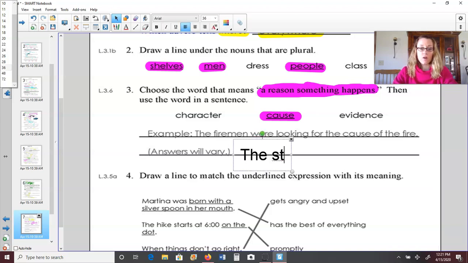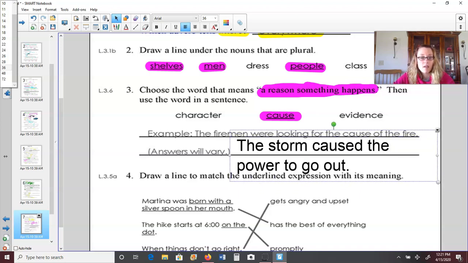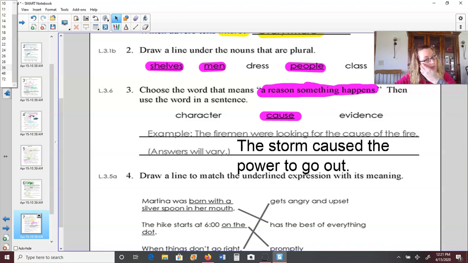The storm caused the power to go out. I used cause simply in the past tense, and that's okay if you change the tense of the word. It's still the same word, just in a different tense, past, present, or future. So I said the storm caused the power to go out. Okay, so cause. See what sentences you can come up with.